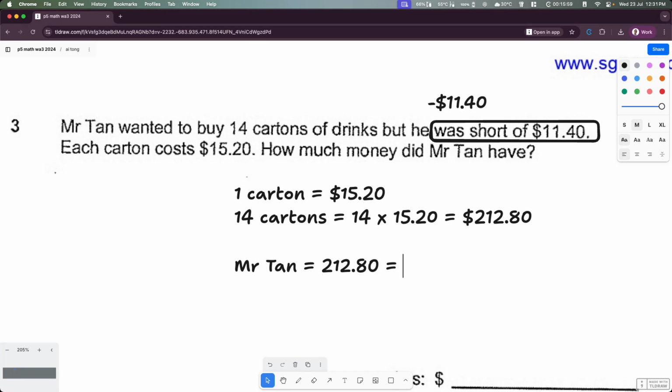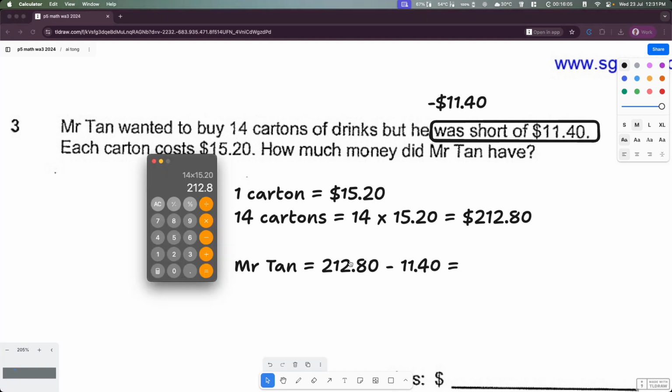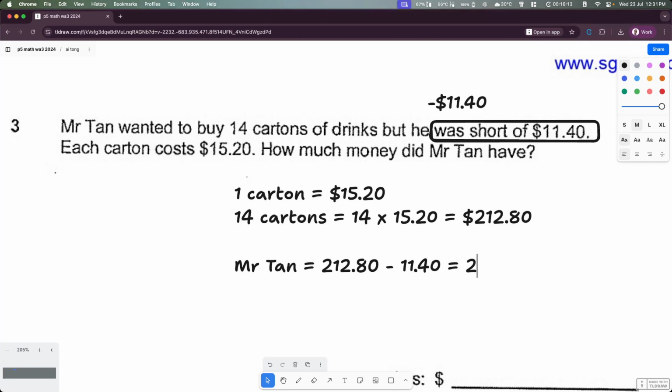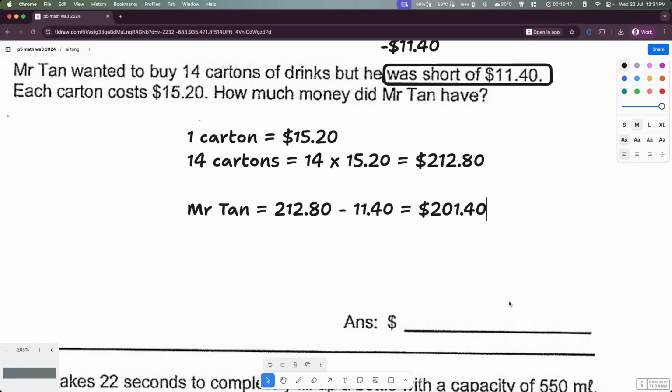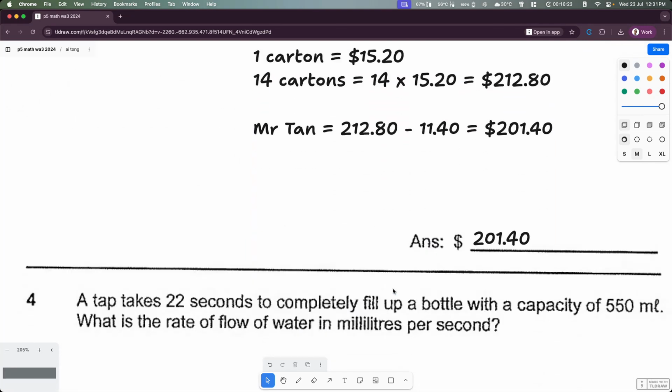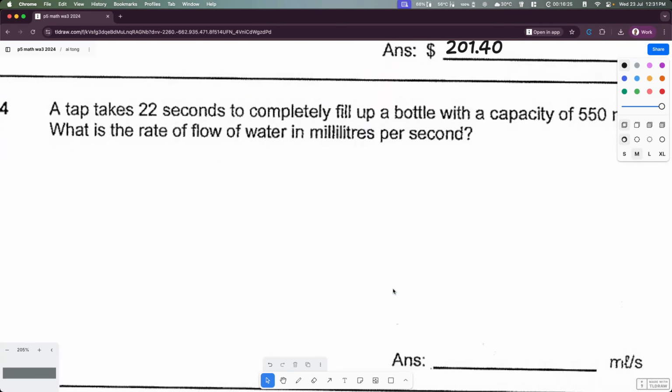212.80 minus 11.40, right? We can always go back to our calculator. Then we just minus 11.40, which is equal to $201.40, right? So the answer to this is $201.40 in this case over here. Right, so that's question 3. Now let's move on to question 4.